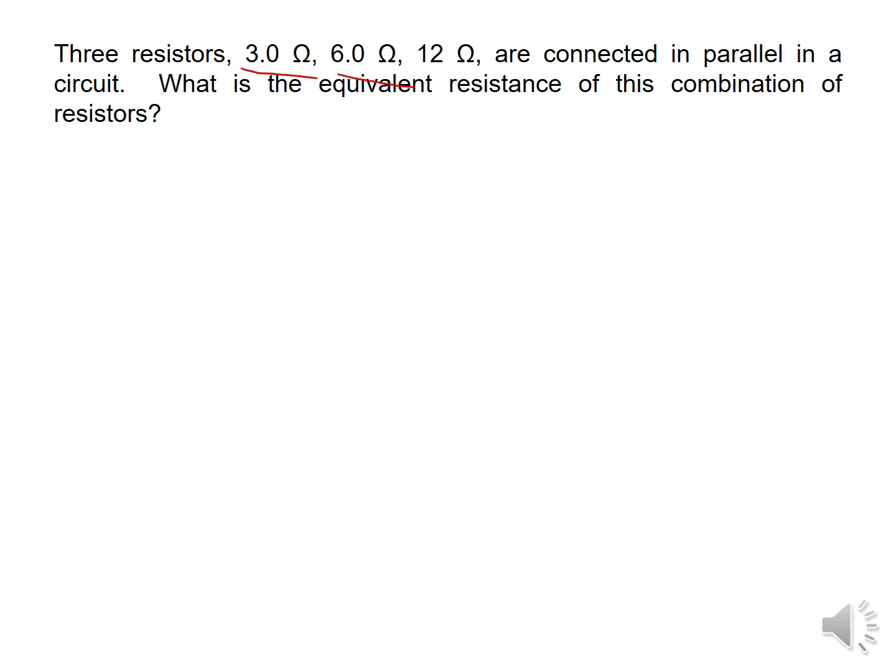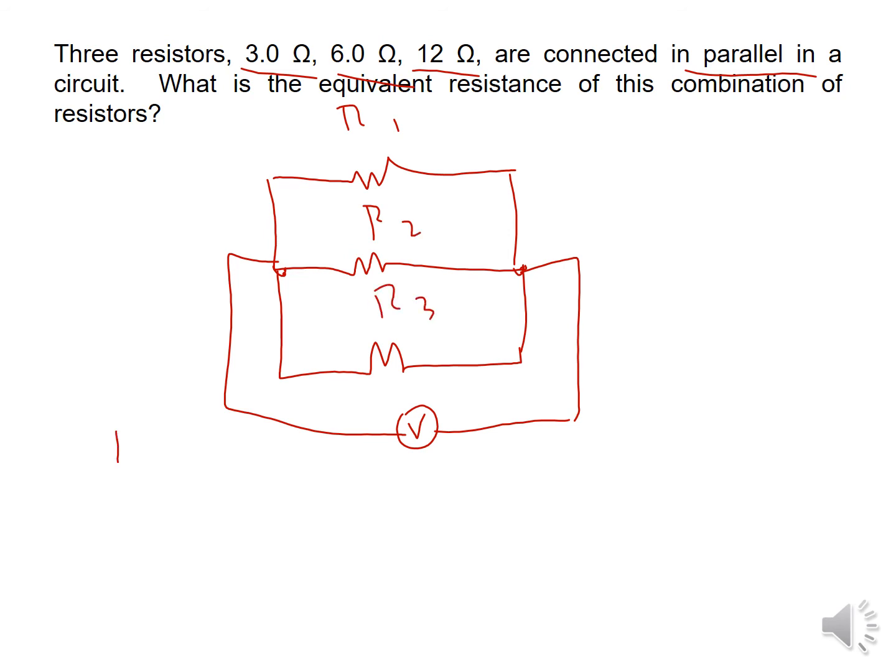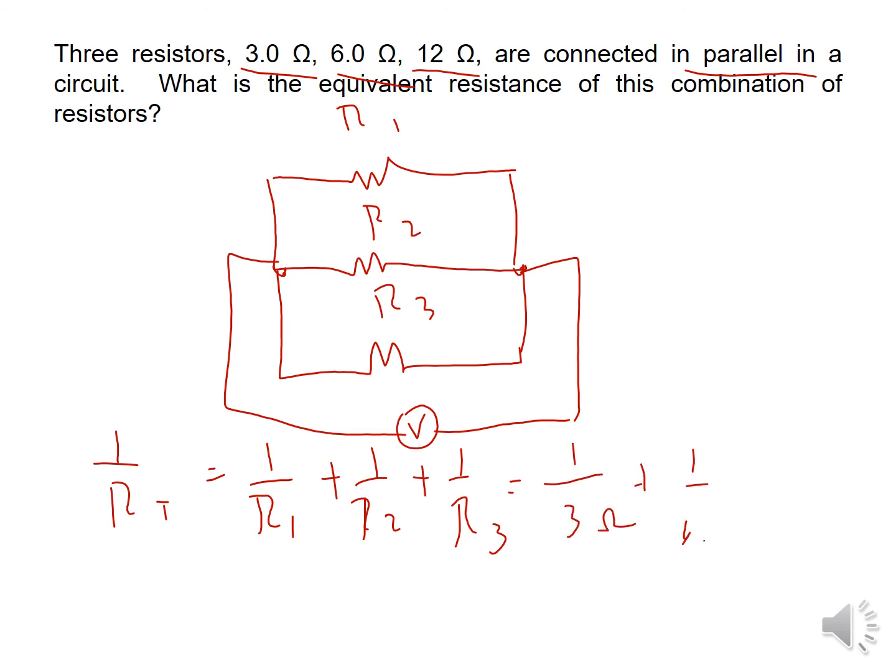So in this one, the resistors are connected in parallel. Meaning if this is resistor 1, it is connected in parallel to resistor 2 and also resistor 3. Okay, so we have R1, R2, R3, and then the formula for R total is 1 over R1 plus 1 over R2 plus 1 over R3. Meaning that is equal to 1 over 3 ohms, 1 over 6 ohms, plus 1 over 12 ohms.